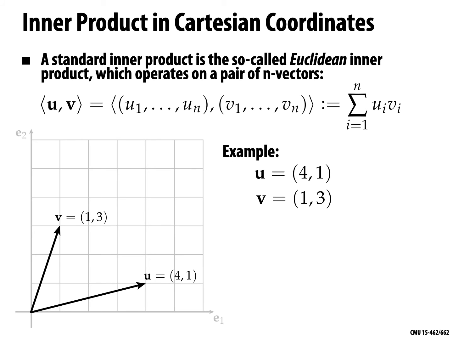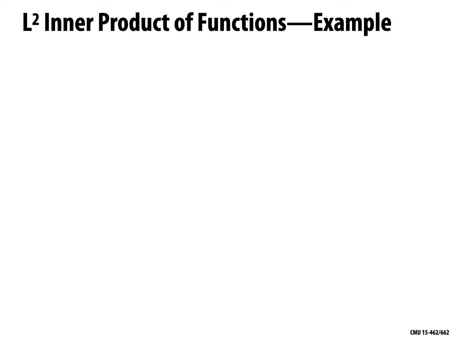So as a concrete example, let's say we have a vector u which equals (4, 1) and a vector v which equals (1, 3). Then the inner product of u and v is going to be 4 times 1 plus 1 times 3, which is 7. Super exciting. More interesting example. Oh, by the way, is this an inner product? You have to go back and check that it satisfies all the rules. If I switch the order of u and v, does it change, right? And so on. So a more interesting example is the L2 inner product of functions.